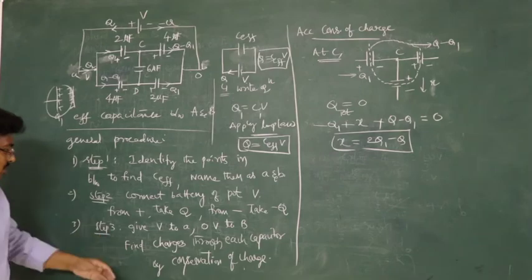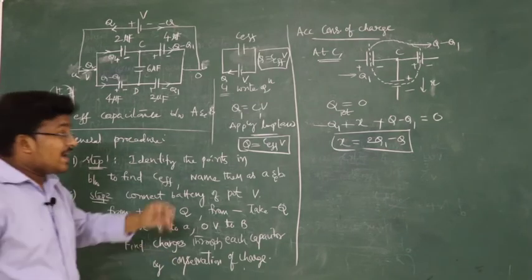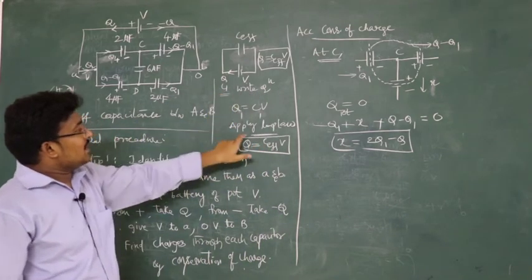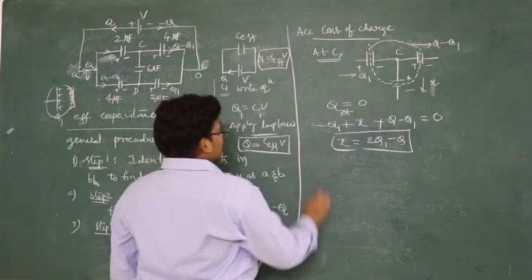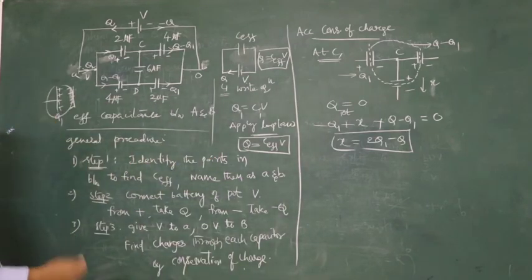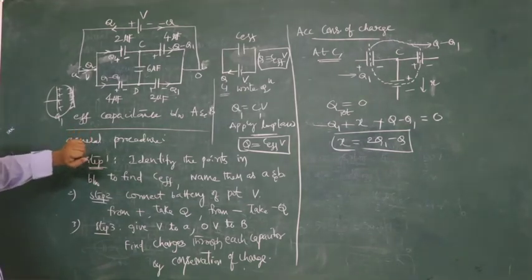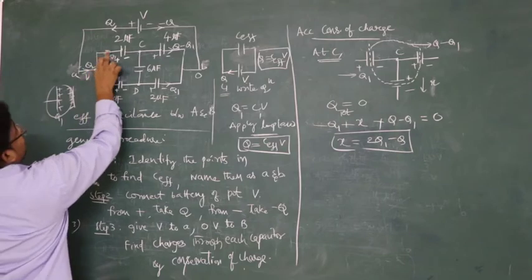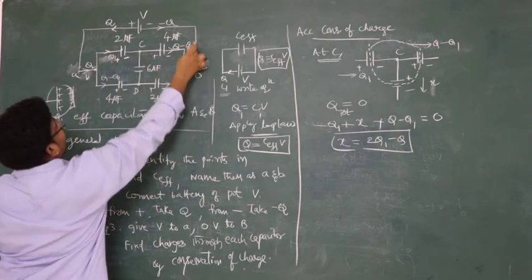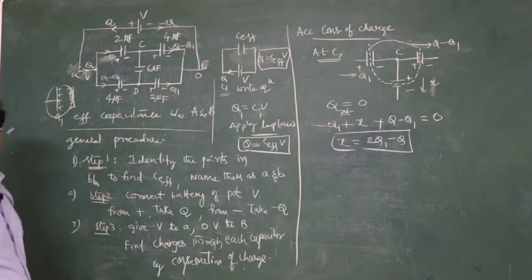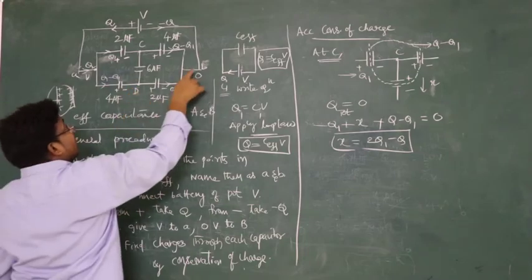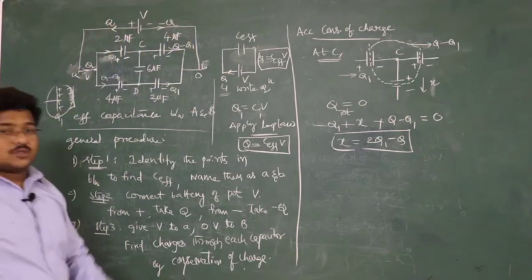Now the third step: find the charges through each capacitor and write its equation, then apply KVL, Kirchhoff's loop law. Now see how to use the loop law. Here the loop should be taken which connects the battery. This is point A, next coming like this C, coming like this B, and again through the battery. We got one loop. And again A to C, D, B, this is the battery. So we have two loops.